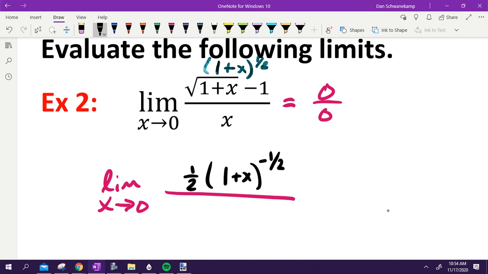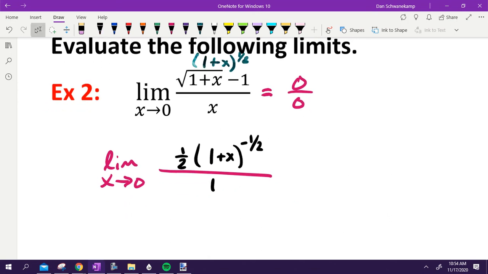And then I would take the derivative of x. What would the derivative of x be? 1. That's my derivative. All I need to do now is take 0 and plug it in.